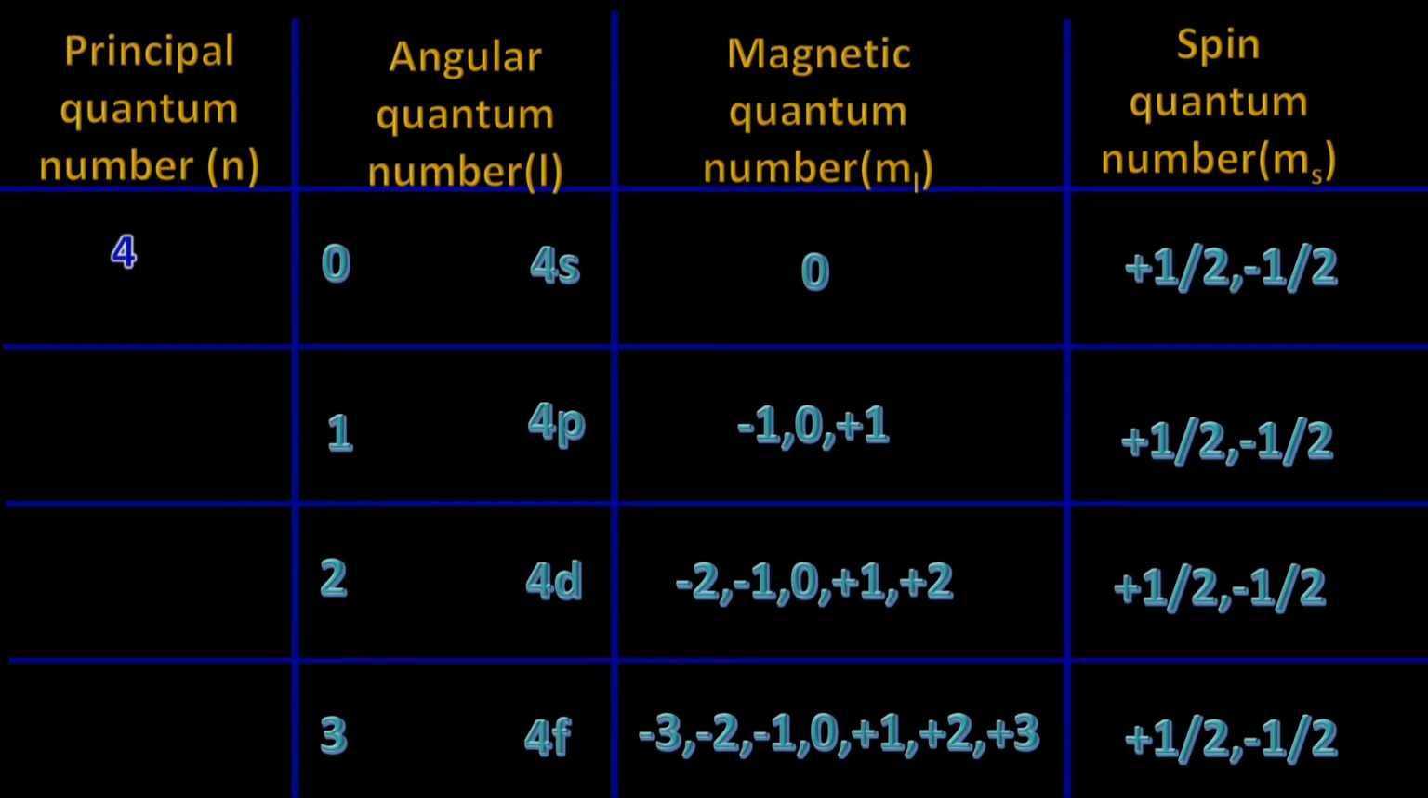These are the 4 quantum numbers: principal, angular, magnetic and spin quantum numbers.